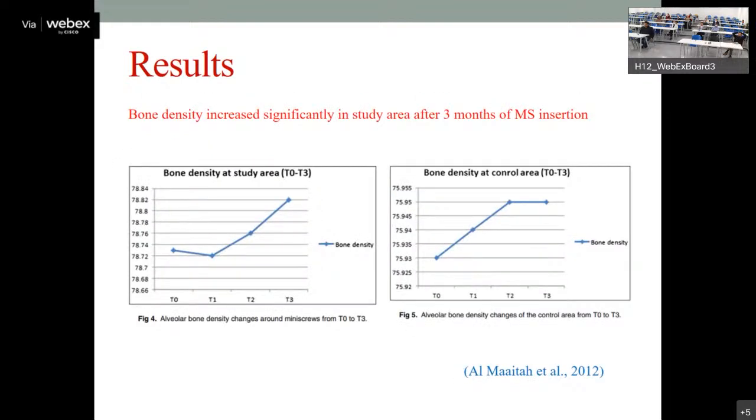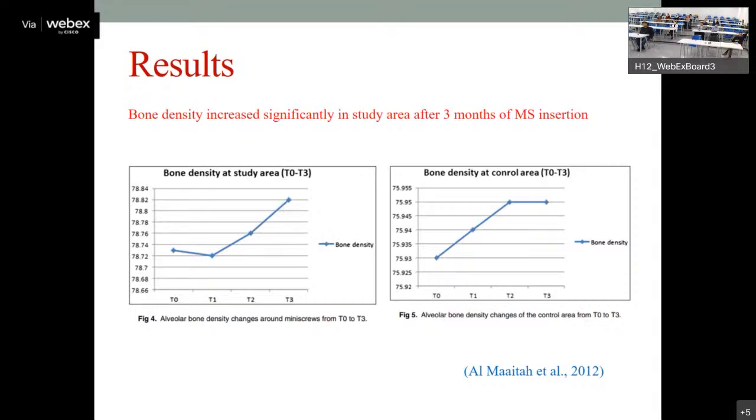Looking at these two charts, the bone density increased significantly in the study area after 3 months of insertion. Between T0 and T1, the alveolar bone density reduced slightly, non-significantly. This is because of the crushing effect of the microscrew. When you insert your microscrew, there is a crushing effect on the adjacent alveolar bone. And then after the first month, the density starts to increase, but again non-significantly until the 3rd month, after which the density increased significantly until the end of the study duration, 6 months.